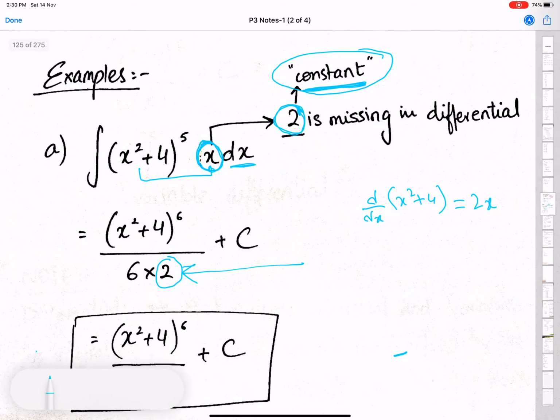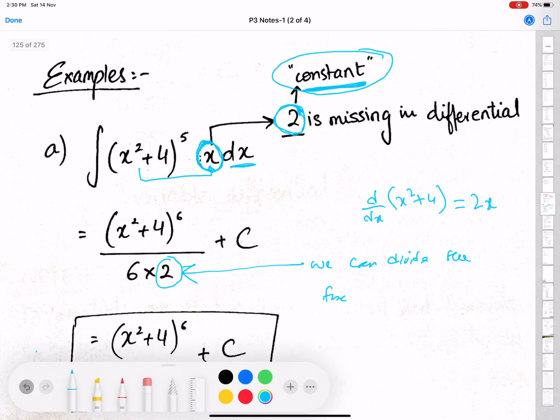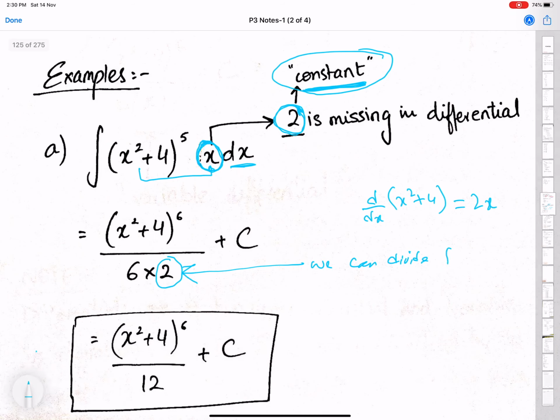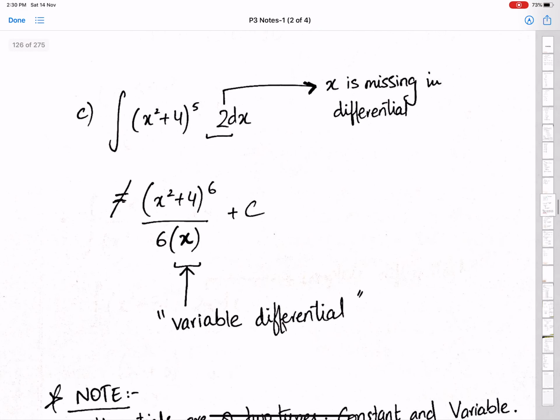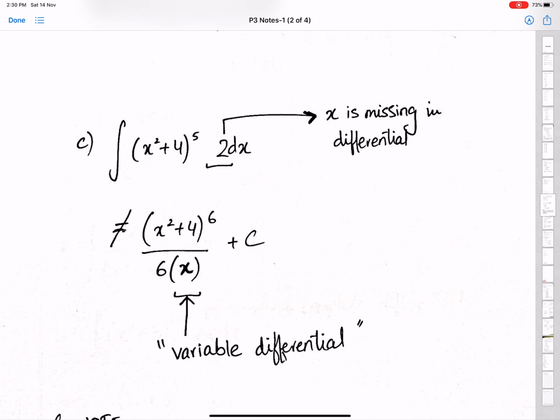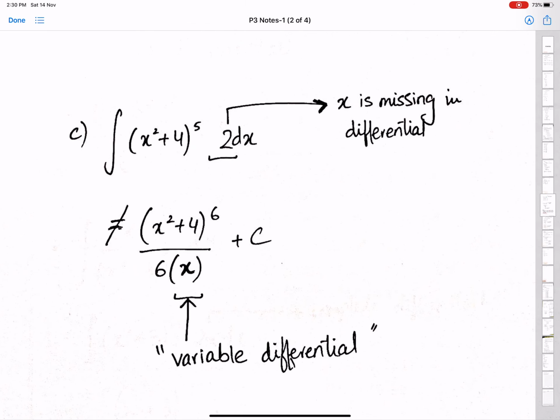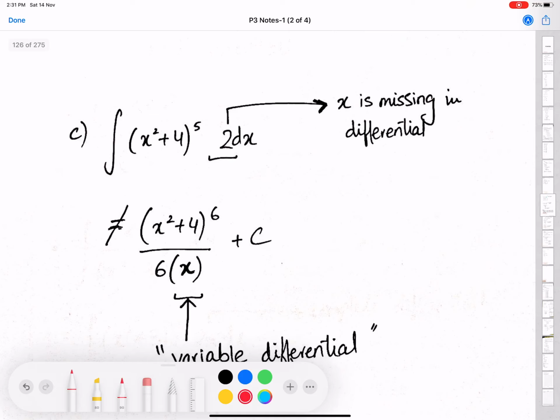Let me write this here. We can divide the function. You can divide any function by the constant. But if a variable is missing in the differential, then you can never use basic formula number 1. So make sure you must not use basic formula 1 if the variable is missing in the differential.